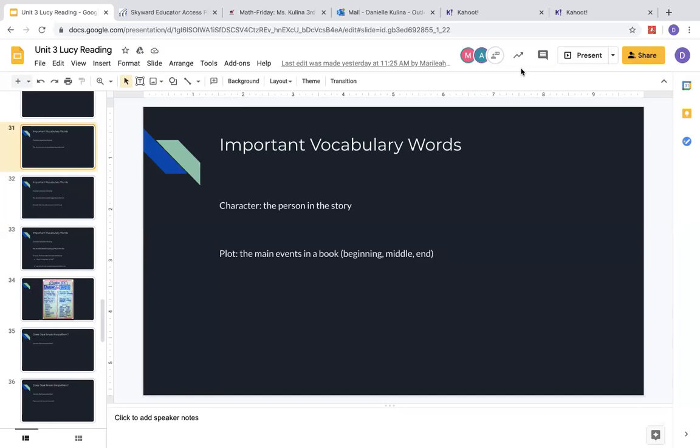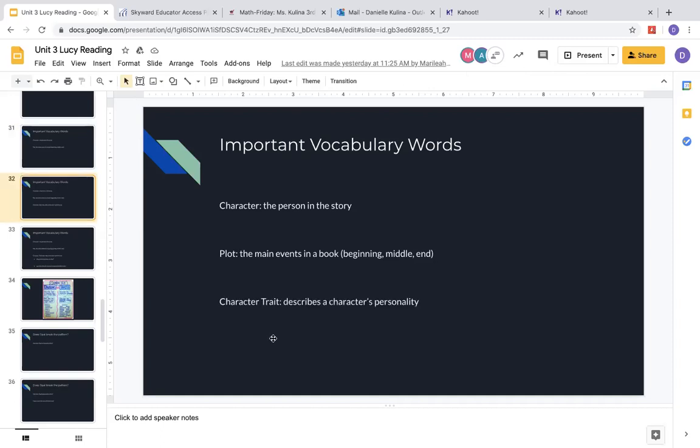A plot. A plot is the main events in a book. Most books have a beginning, a middle, and an end. I would say right now we are still in the beginning of the book because we just finished reading chapter 8 and there are 26 chapters in this book, okay? So we're not even halfway done yet. We are still in the beginning of the story, the beginning of the plot.